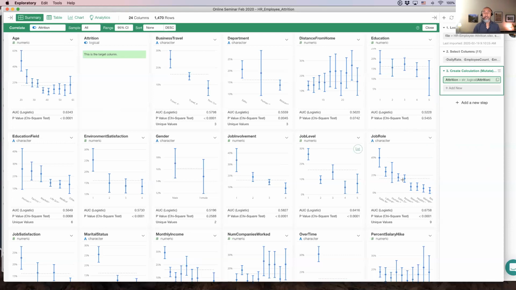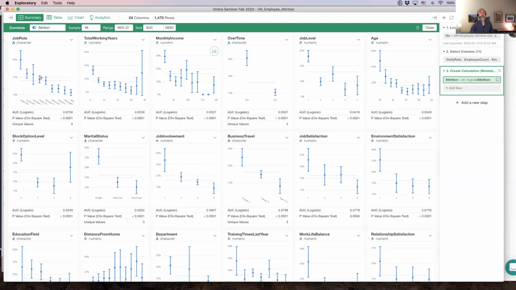And how do we calculate that AUC? Well, we build the logistic regression model for every single combination: attrition and age, attrition and business travel. We build a logistic regression, and then we calculate the AUC based on the model. So that's why I want to use logistic regression this time. By the way, here's the sort, so I can change that to AUC. And now all the variables are sorted based on the AUC values.